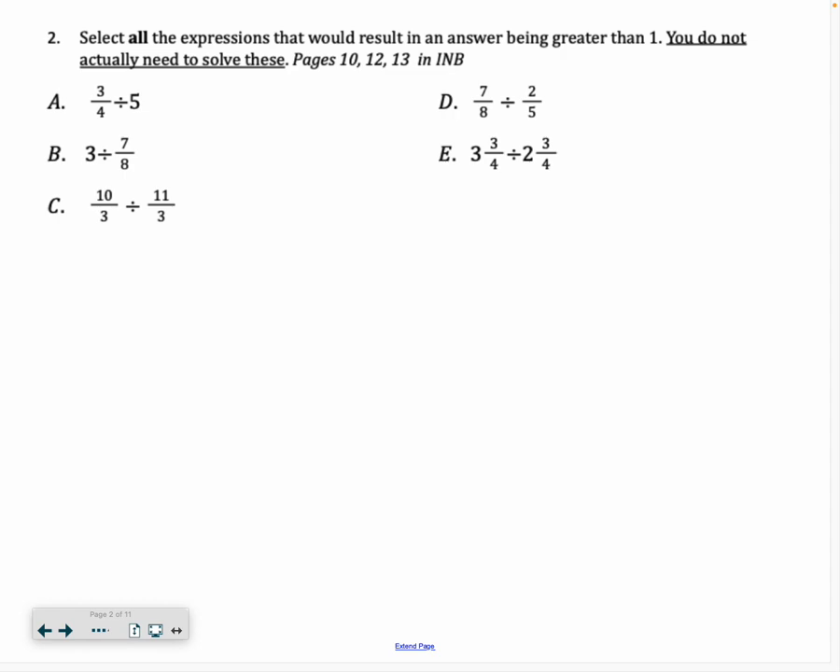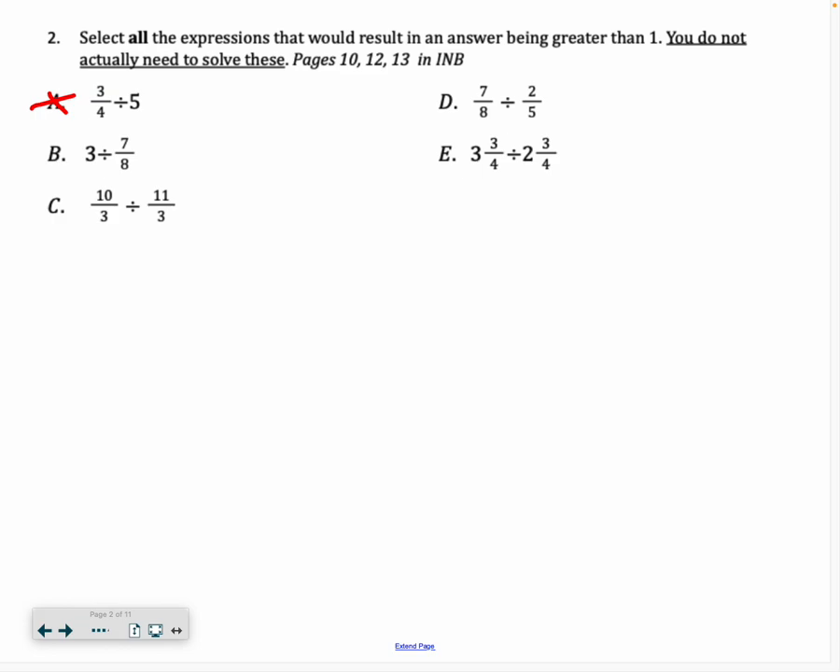Okay? So in A here, we have 3/4 divided by 5. Now, since we have a fraction divided by a whole number, that fraction just represents a number that's between 0 and 1, okay? And so because we start with a fraction and divide it by 5, which is obviously greater than 1, that answer would be less than 1, so we're not going to select A, okay?